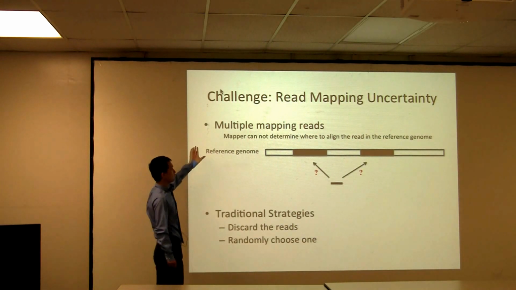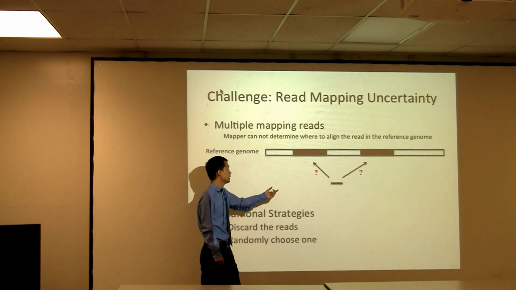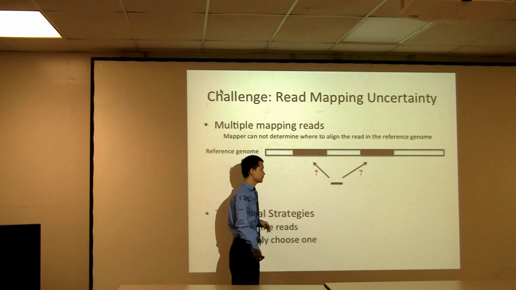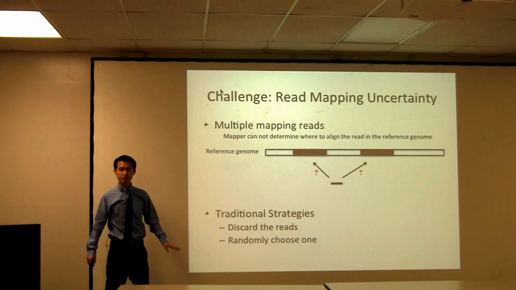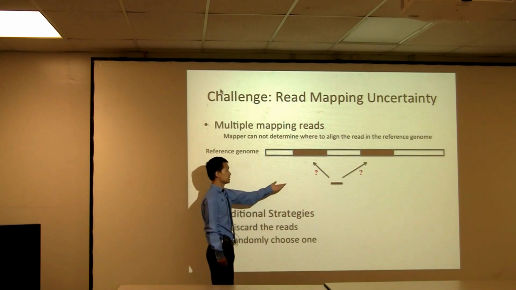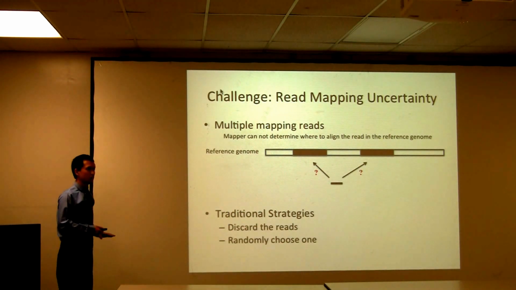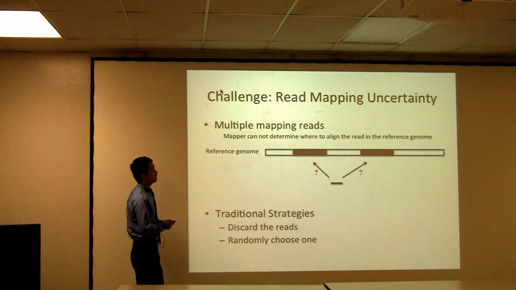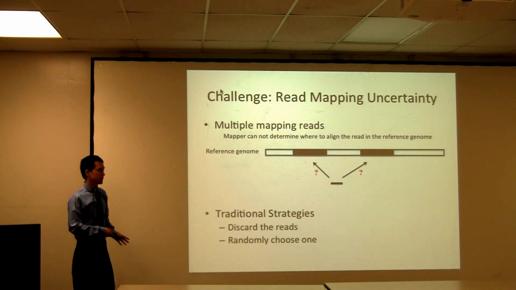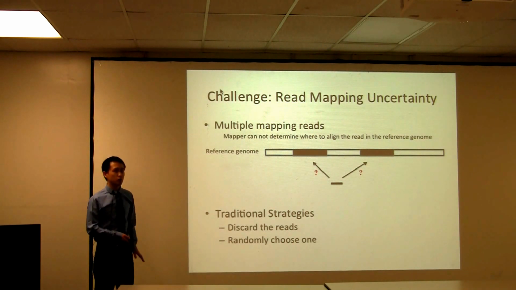For these multiple mapping reads, the mapper cannot determine where to align the read in the reference genome because these two positions have exactly the same sequence. So we don't know where to put it. And the traditional method will either discard all those multiple mapping reads or just randomly choose one position for those reads. Of course, this won't be correct. In my work, I designed the EM algorithm to handle this case. So now I will use a toy example to show why the traditional method fails and how my method works.